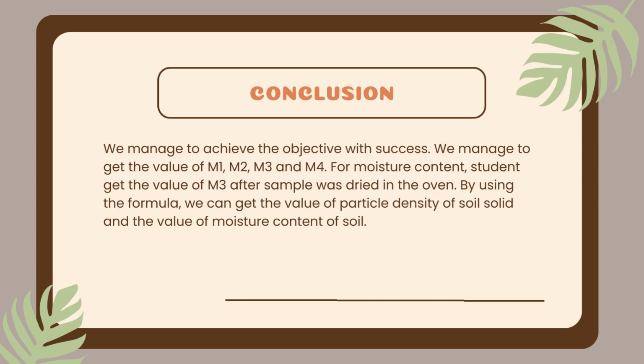Next, for the conclusion of the particle density test, we managed to achieve the objective with success. We managed to get the values of M1, M2, M3, and M4. For moisture content, students get the value of M3 after the sample was dried in the oven. By using the formula, we can get the value of particle density of soil solid, and the value of moisture content of soil.